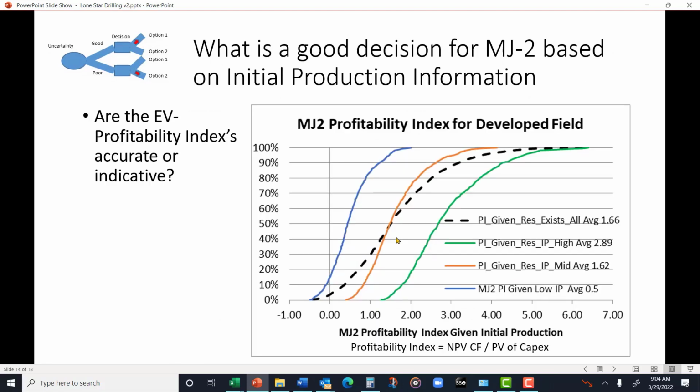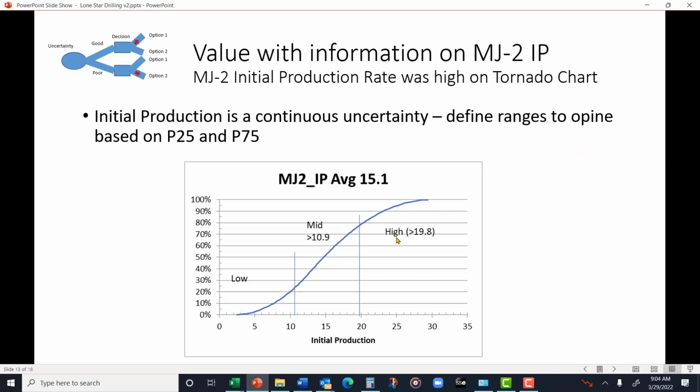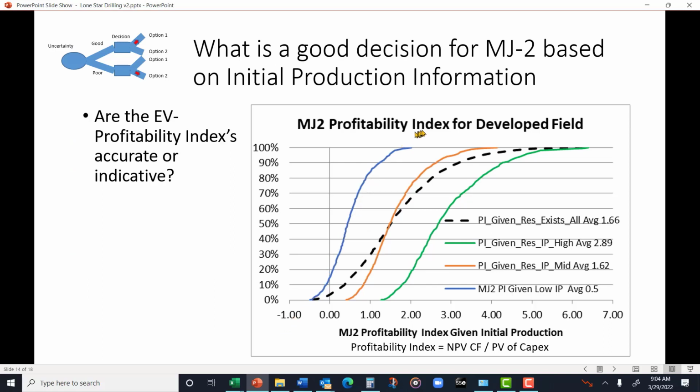And when I do that, I come up with these profitability indexes. So if I'm in this low IP range, my profitability is going to look like this. It's less than 0, meaning an NPV is less than 0 some of the time, and then it's positive, but the 0.3 is about here, which is what, 50%. So there's a 50% chance it's going to be less than 0.3 and a 50% chance it's going to be higher than 0.3. This is the mid, which looks pretty good, and the high, of course, looks good.